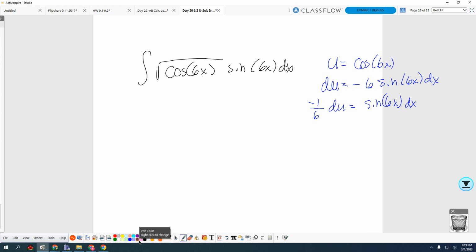Okay, so translating this. Oh, that's cosine 6x is the u, so square root of u, and then all of this junk. As I said yesterday, please don't have a mix and match of x's and u's in the thing at the same time. AP might ding you for that.